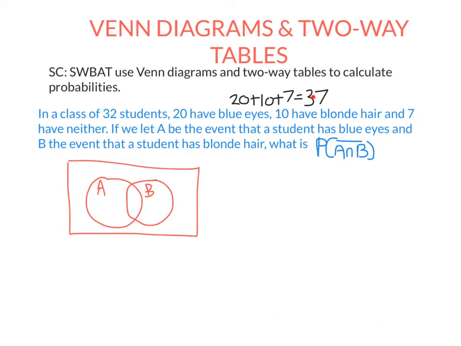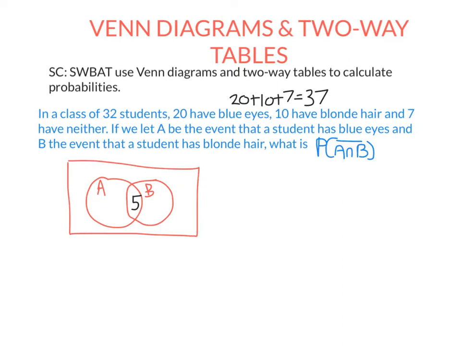Well, the only way this is possible is if we've overcounted by 5. So that means there are 5 students who have both blue eyes and blonde hair. The only way we could add up to 37 is if I've included those 5 students in the 20 that have blue eyes, and I've included those 5 students again in the 10 that have blonde hair.